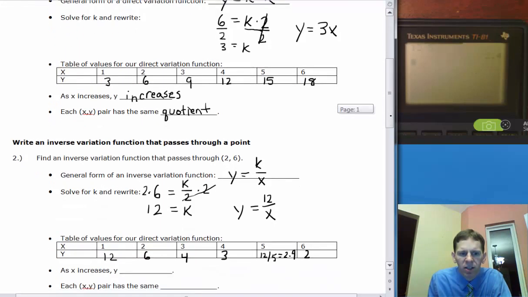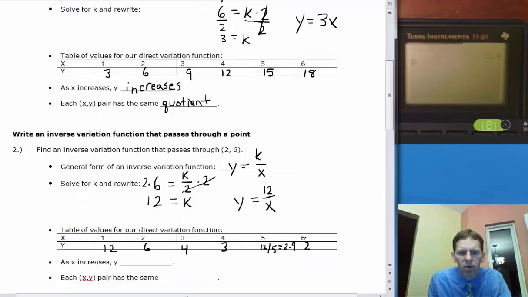If you compare each of these values, first of all, as x gets bigger, you'll notice that the y values get smaller. So as x increases, y decreases. And each xy pair does not have the same quotient. Obviously, 3 divided by 4 is not the same as 4 divided by 3. But if you look at each pair of numbers here, 1 and 12, 2 and 6, 3 and 4, 4 and 3, 6 and 2 as well, if you multiply x and y together, it looks like you're always getting 12. So we say that each xy pair has the same product.